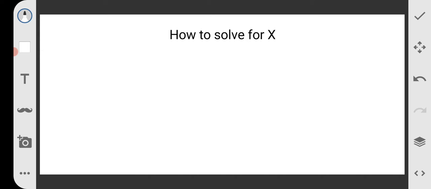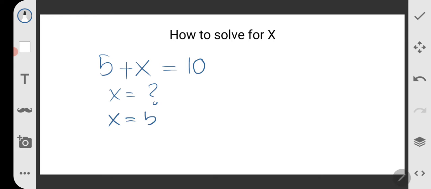So let's start with the basic question. Let's say we have 5 plus x equal to 10. And my question is, what is x? Now, I'm pretty sure some of you will right away say that, okay, x is equal to 5. But why is x 5?